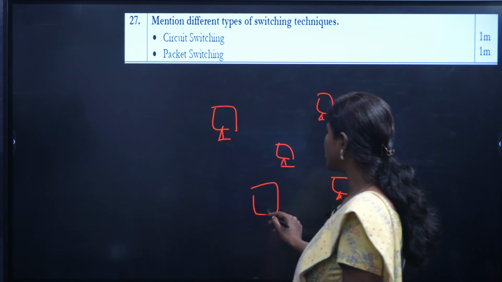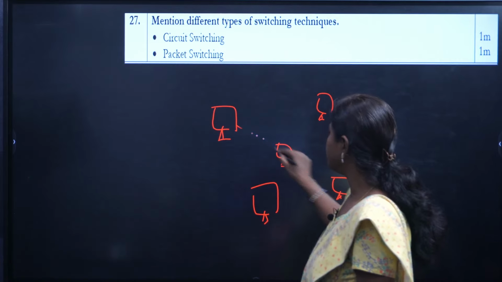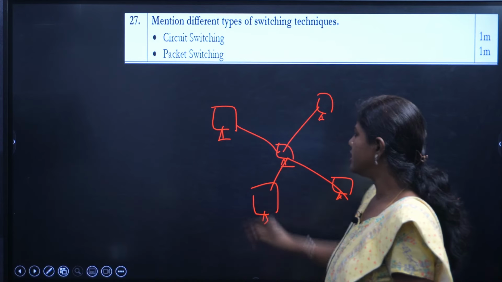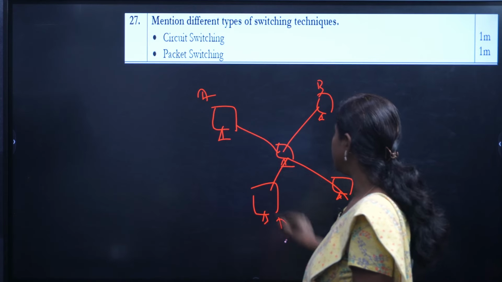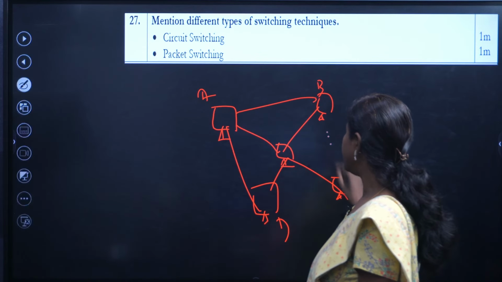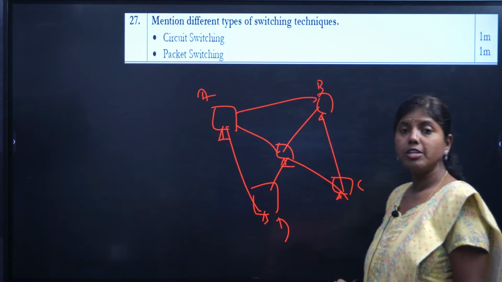You need not explain this here, but I'm just telling you so that you can have some understanding of the concept. There is an A here, a B here, a C here, and a D here. Some connections will be taken. A wants to communicate with C.